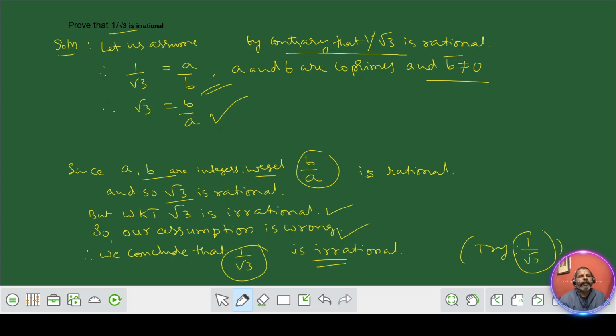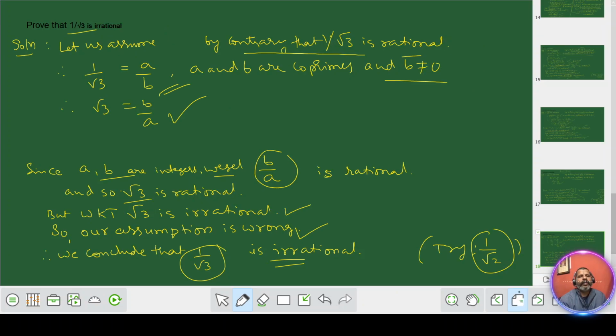We can try for 1 by root 2. Yes. This completes all of our questions, including exercise questions and example questions. Whatever we covered here are all covered and answered. Please go through the slides properly. Make a note of the statements. Try to remember them and write them.